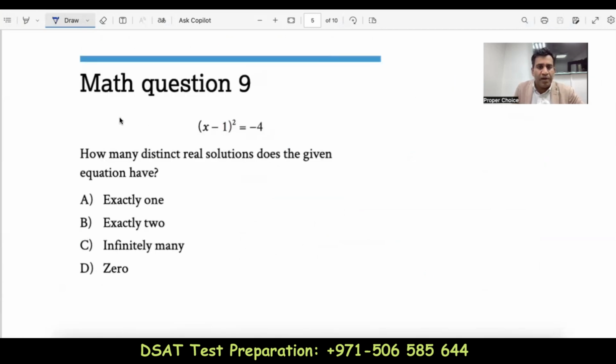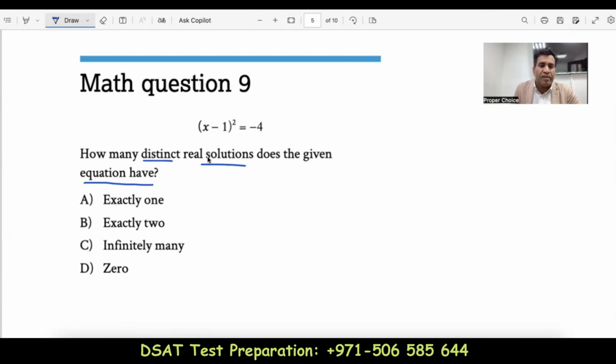Let's work on question number 9 here. (x minus 1) squared equals negative 4. How many distinct real solutions does the given equation have? What do you mean by distinct real solution? Distinct means different, and real solutions are basically any number: positive, negative, zero, decimal, fraction, regardless. They are all called real numbers. It should not be imaginary. So how many distinct real solutions can this equation have?